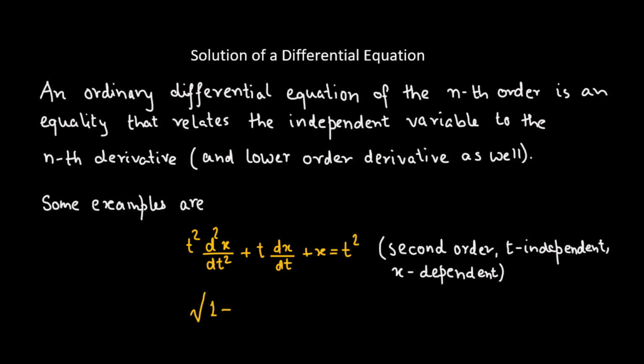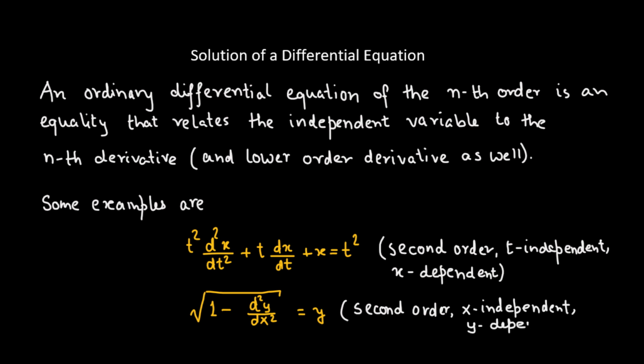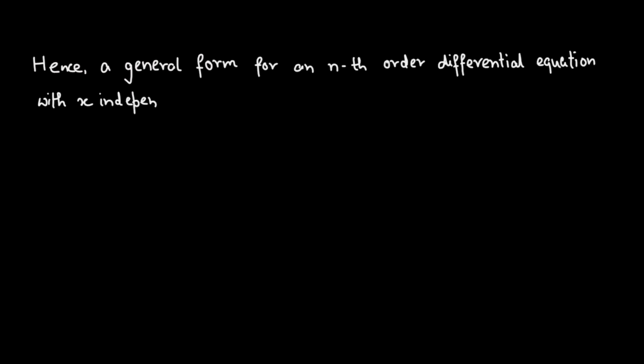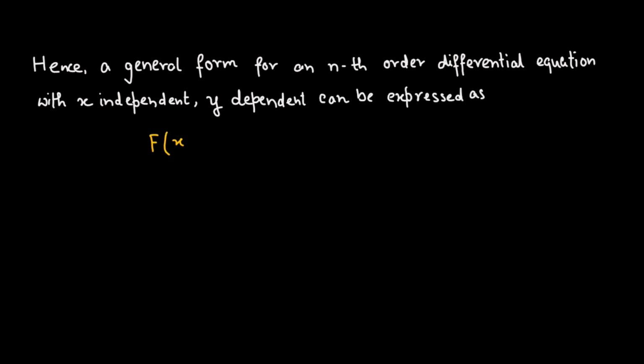Square root of 1 minus the second derivative of y with respect to x equals y is a second order differential equation where x is independent and y is dependent. Hence, a general form for an nth order differential equation with x independent and y dependent can be expressed as a function f of x, y, the first derivative of y with respect to x, up to the nth derivative of y with respect to x, equals 0.